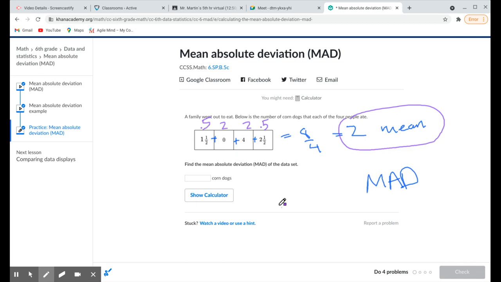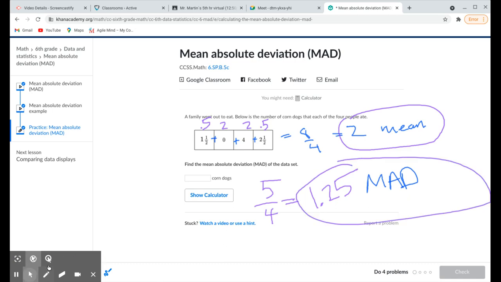5. All right. And how many people were there? 4. So 5 divided by 4. Which is? Think about dollars. Think about quarters. 1.25. There you go. So the MAD is 1.25.